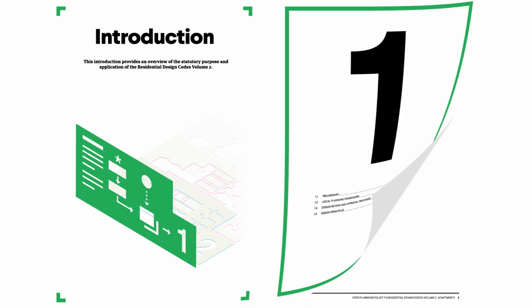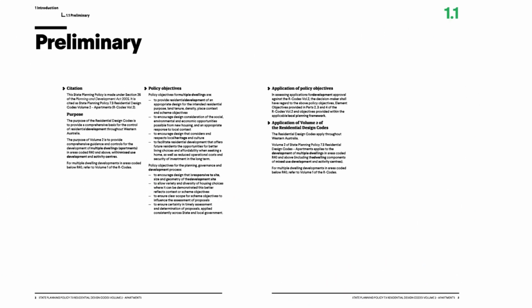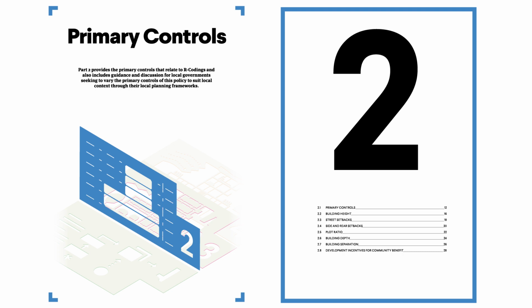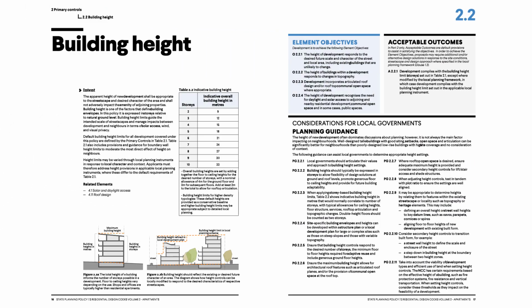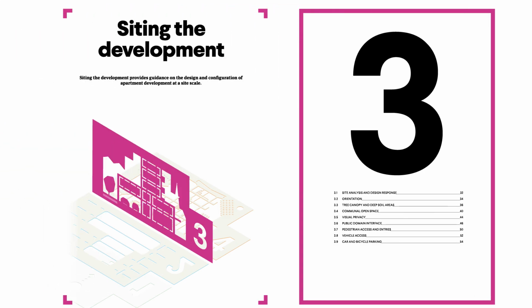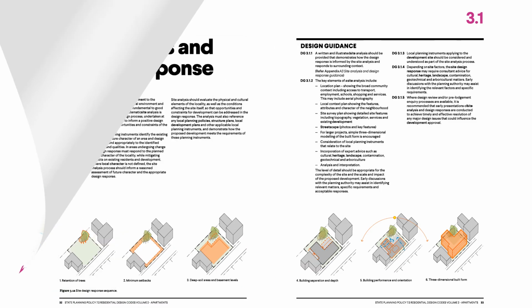Part 1 establishes the purpose and application of this policy. Part 2 provides the primary controls that relate to R codings for a site. It also provides guidance for local governments that may wish to modify the controls in response to neighbourhood character and context. Part 3 sets out key considerations for siting apartments.